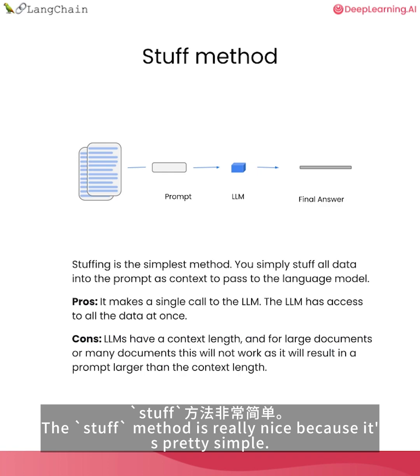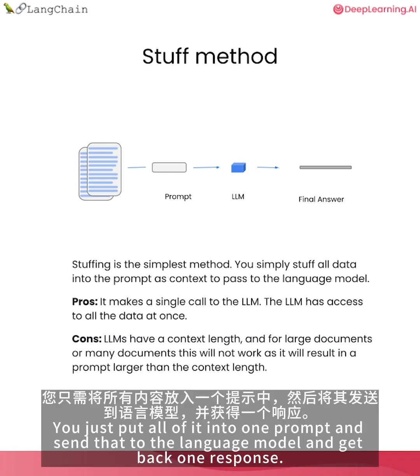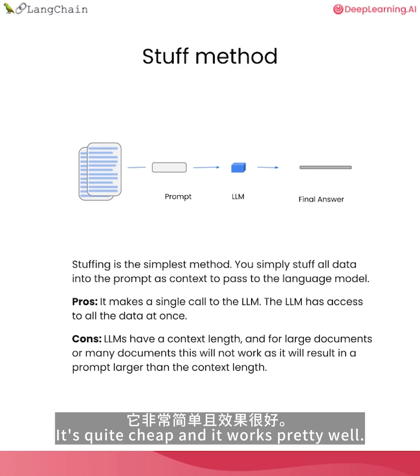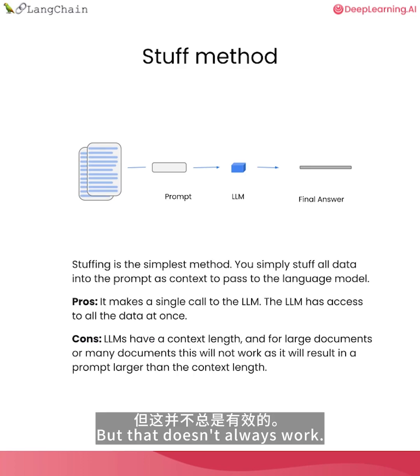We use the stuff method in this notebook. The stuff method's really nice because it's pretty simple. You just put all of it into one prompt and send that to the language model and get back one response. So it's quite simple to understand what's going on. It's quite cheap and it works pretty well. But that doesn't always work okay.